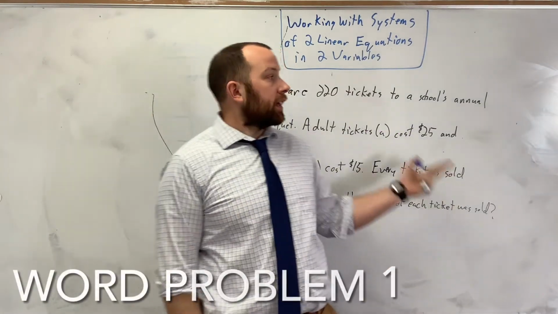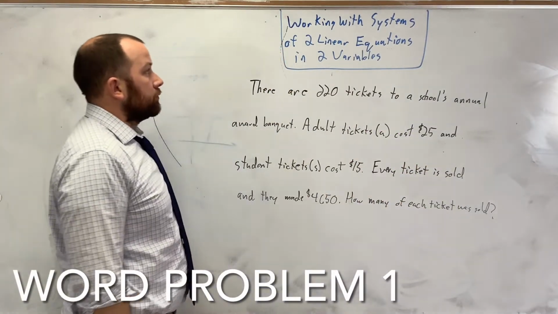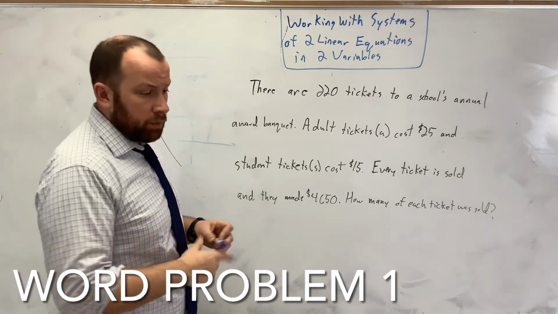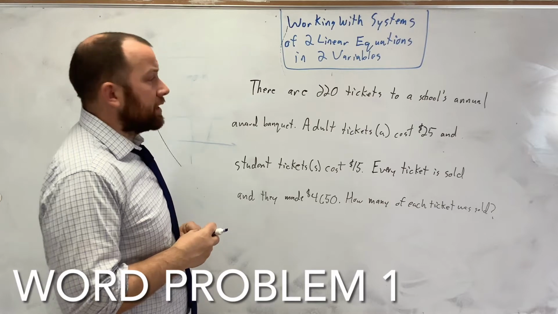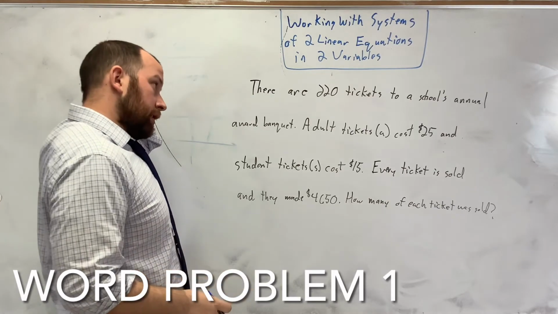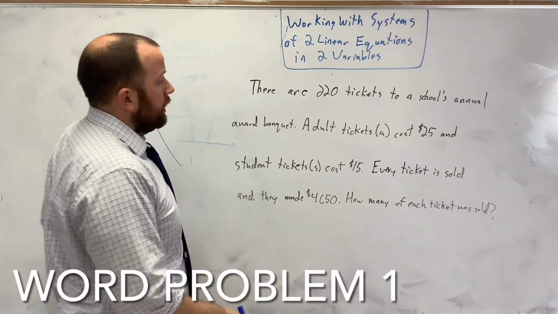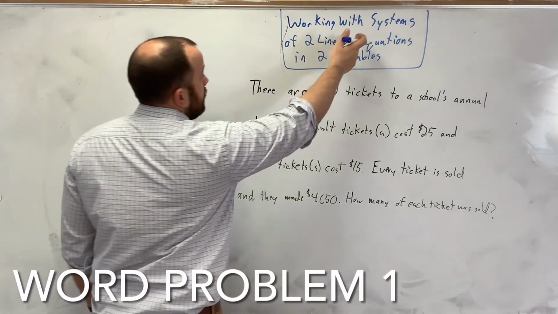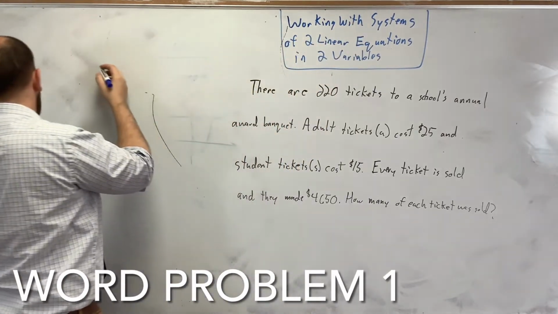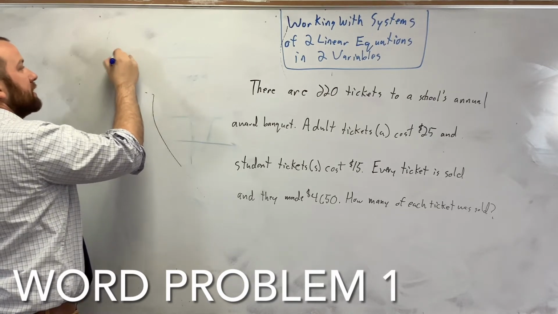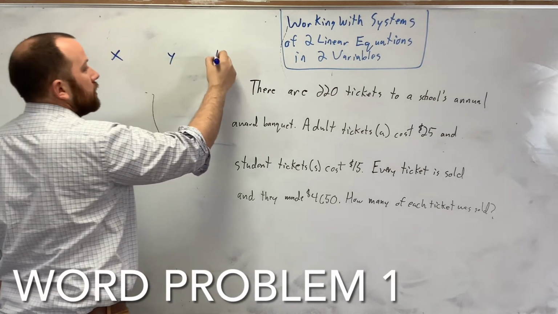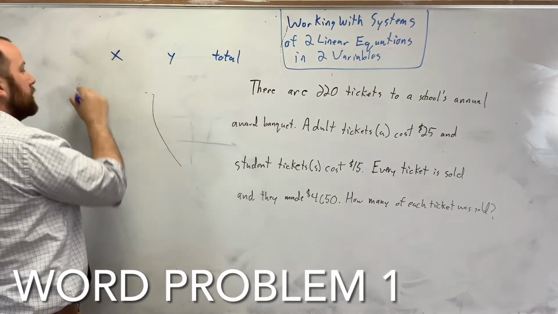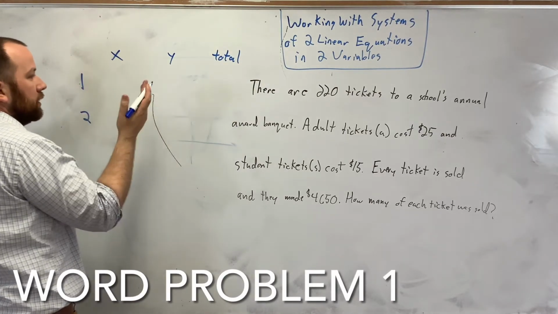All right, for our next example, it's a word problem. I'm going to show you how I do word problems. There's another way in this and in the next lesson that shows you how to do them. This is just how I prefer to do it. So there are 200, when I know I'm doing systems, I like to set it up. So I say X, Y, and a total. And I know I'm going to need 2 of these, so I'll call this 1 and 2.